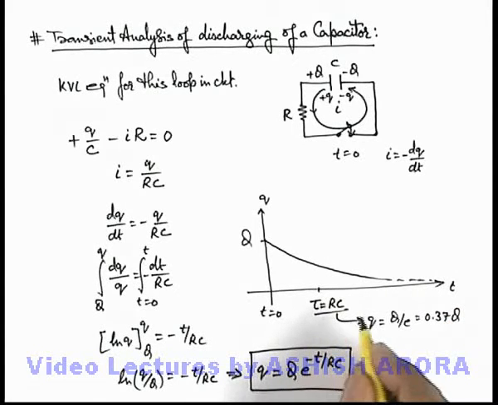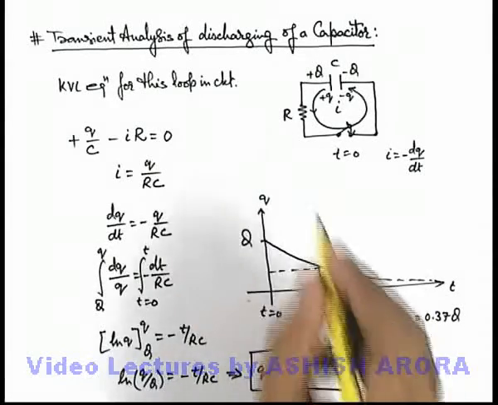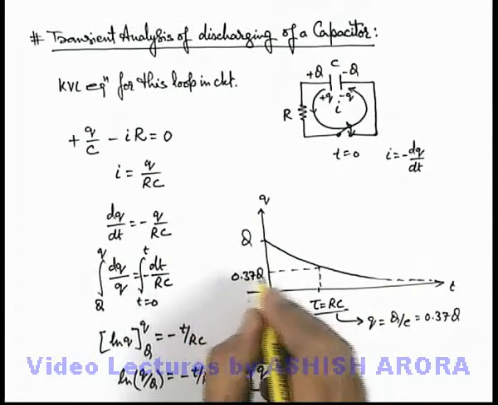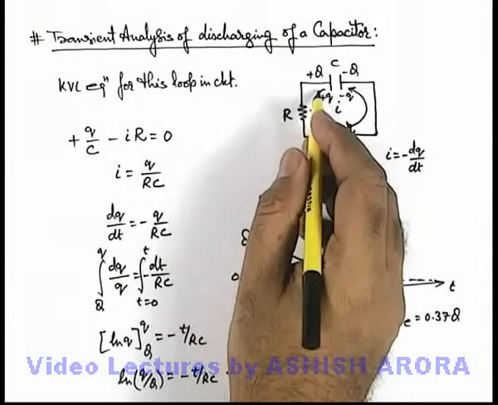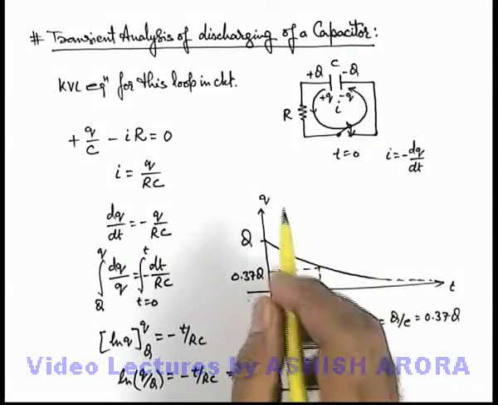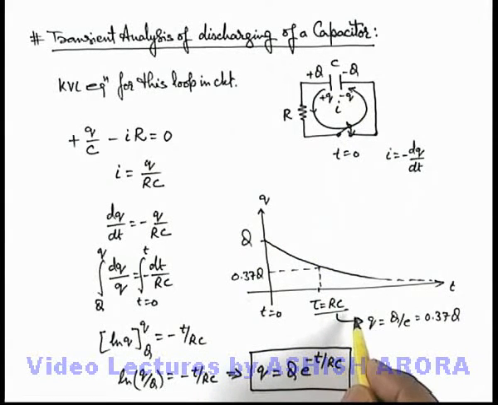So we know the time constant of a given RC circuit is RC. So at this time, the value of charge remaining on the capacitor will be 0.37 Q, that is 37% of the initial charge will remain there on the capacitor, or we can say 63% of the initial charge has been discharged within the duration of its time constant.